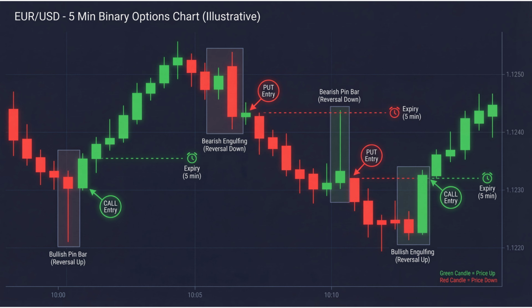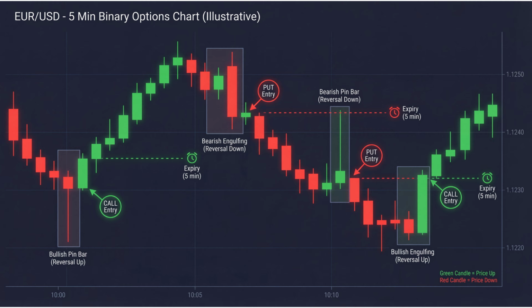A 5-minute binary options price action strategy based on candlestick reversal patterns on the Euro-USD pair. The strategy focuses on identifying strong market reactions using pin bars and engulfing candles, which signal potential reversals. When a bullish pin bar or bullish engulfing candle appears after a downward move, it shows rejection of lower prices and indicates that buyers are taking control.